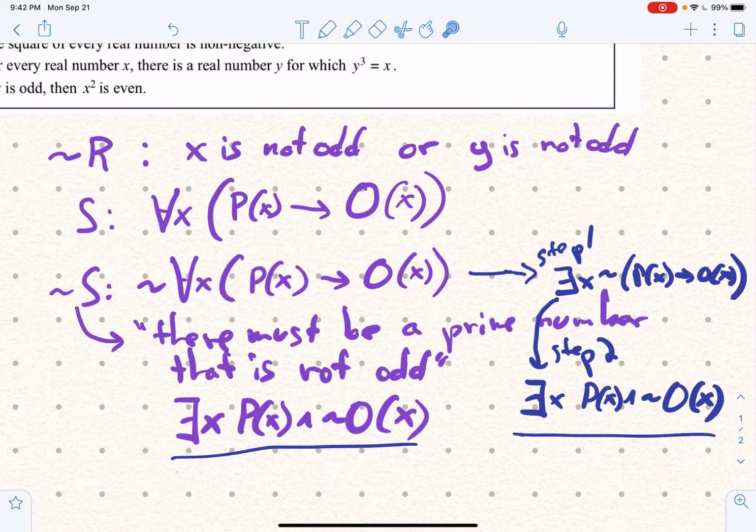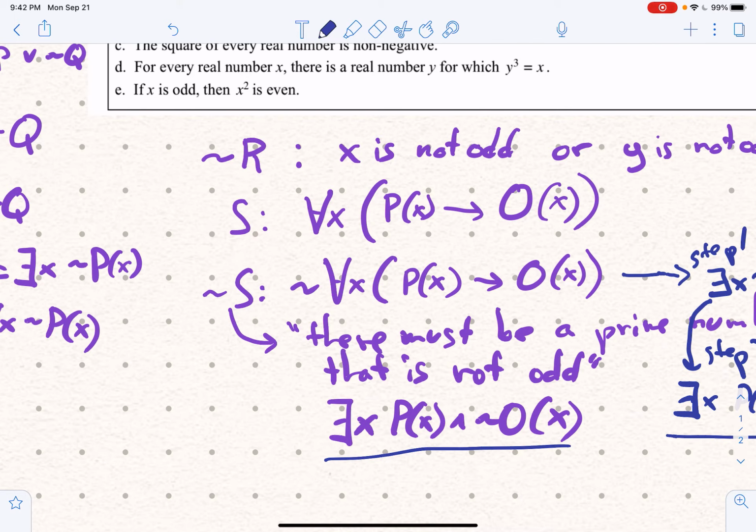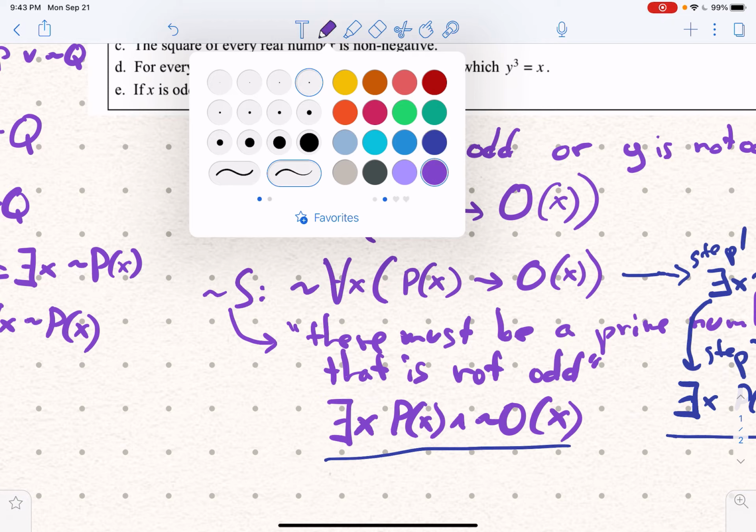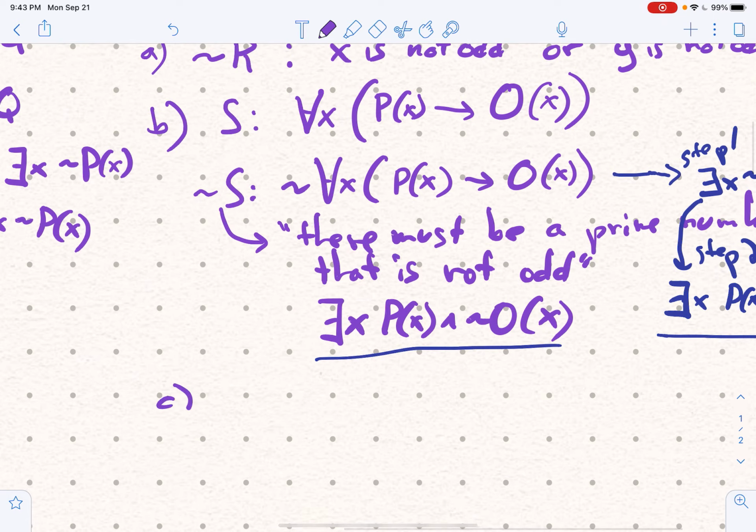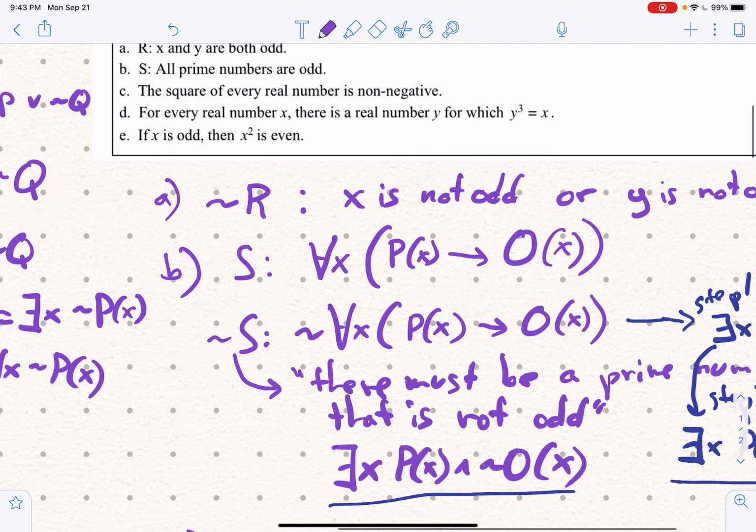Okay. Let's take a look at the next one here. We'll change back to my purple. This was A, this was B. Let's take a look at C. For C, we have the square of every real number is non-negative.